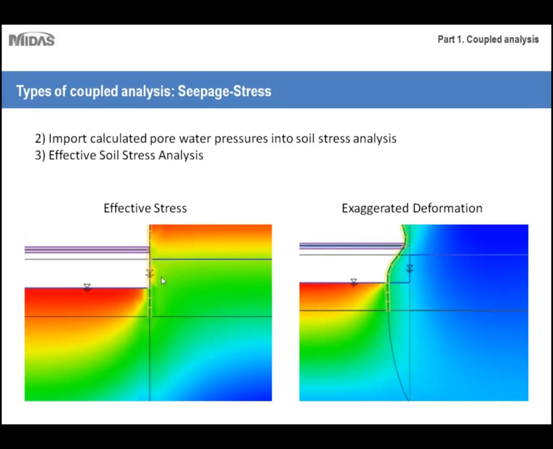So as you can see, the effective stresses are clearly shown here, as well as an exaggerated deformation. This is something that the engineer did just so that he could get a better view of how that retaining wall would deform and maybe which points would be of most concern to him or her.